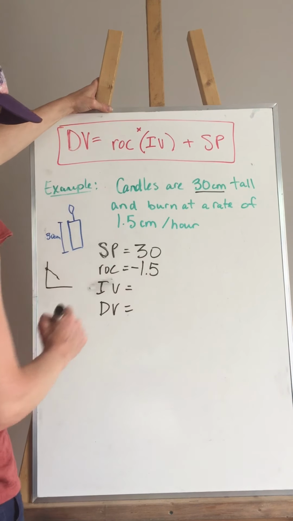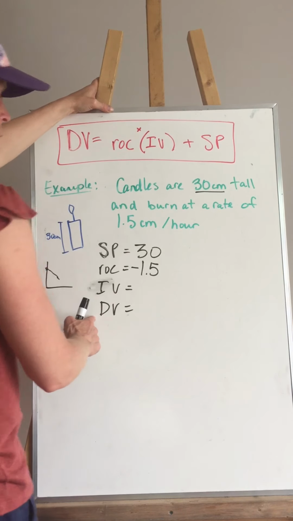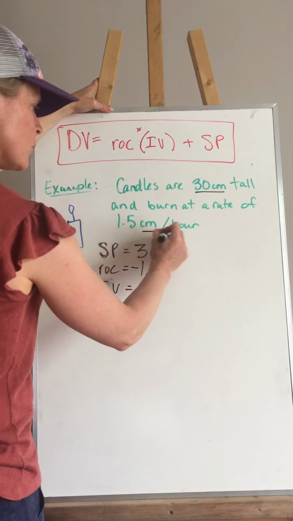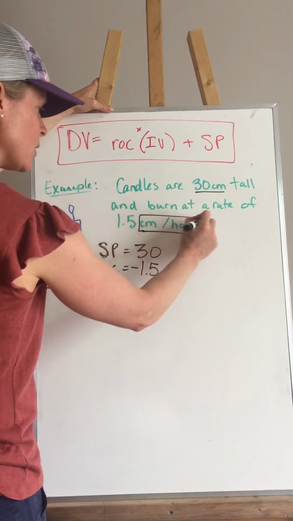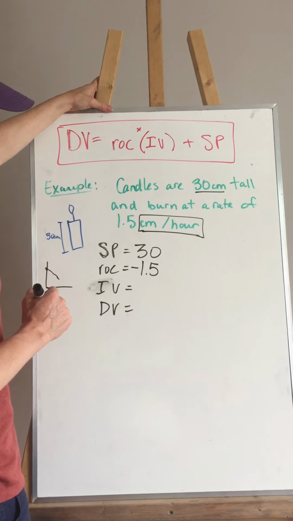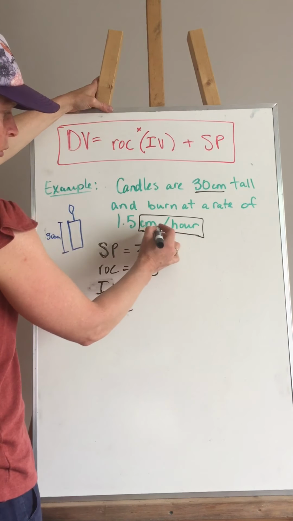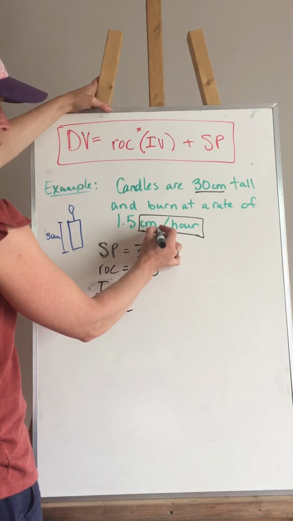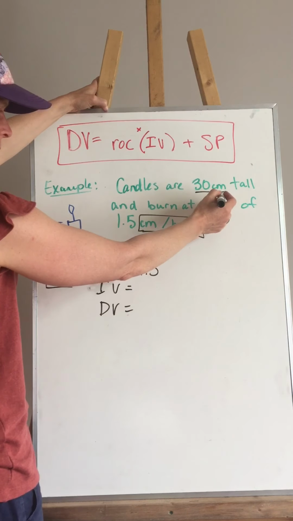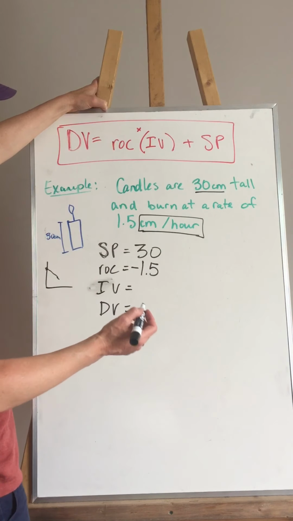So my rate of change is negative. Now the independent variable and the dependent variable. If you look at your rate, it actually gives you the units for both independent and dependent variable, and usually it's 1.5 centimeters an hour. So my dependent variable is going to be my height, right? And my independent variable is going to be how long it burns, right?